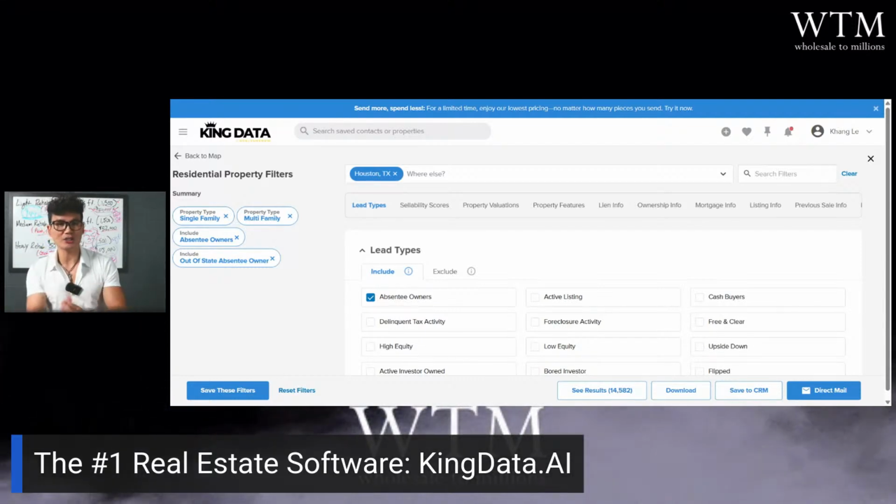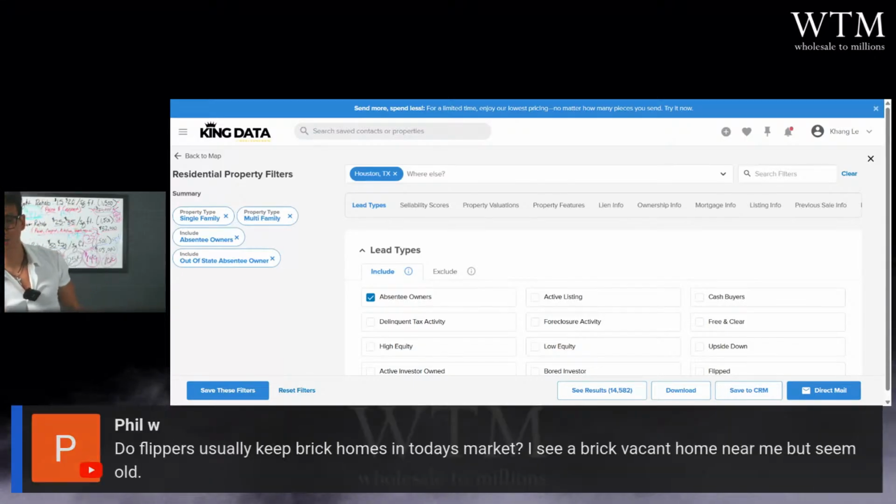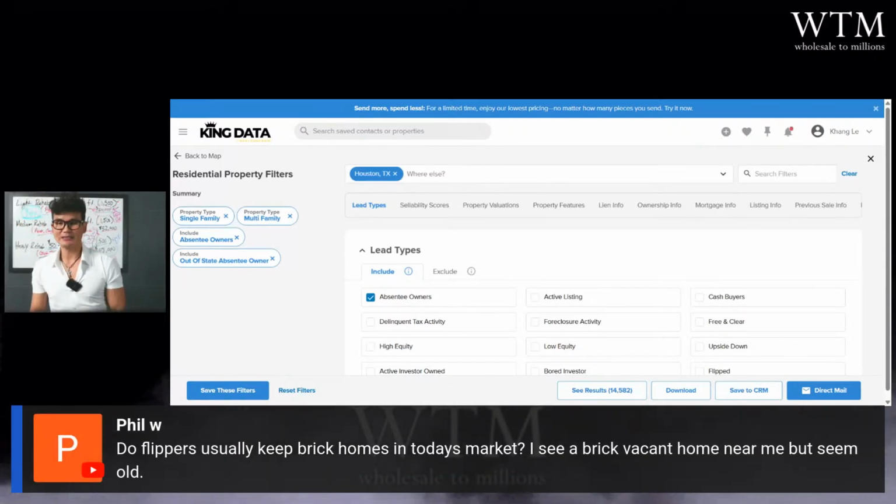Phil, last question, and I am going to wrap this up, okay? Do flippers usually keep bricks homes in today's market? I see a brick vacant home near me, but it seems old. Phil, you need to understand this. The older the house, the crappier it looks, the uglier it looks, the more money you're going to make on it, because nobody wants it. One man's trash is another man's treasure. So the worse it looks, the better it is for you. Nobody wants it, but you want it because you know what to do with it and how to make money off of it.